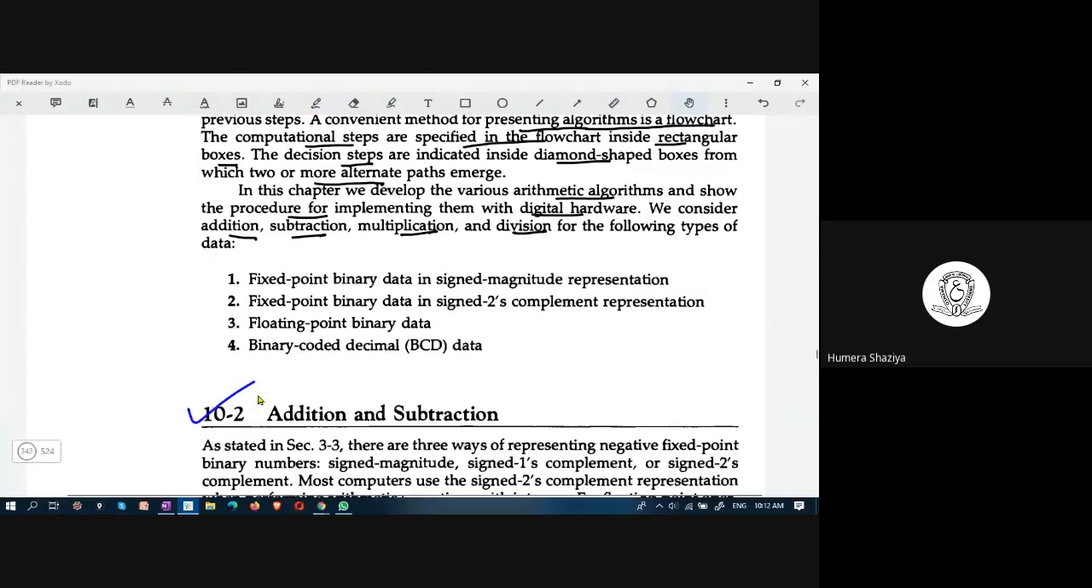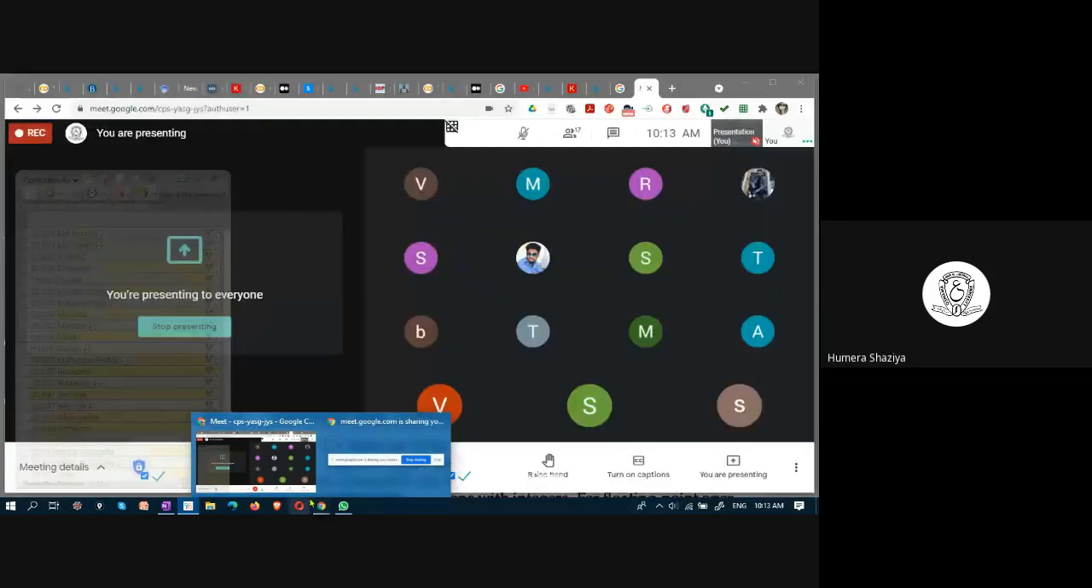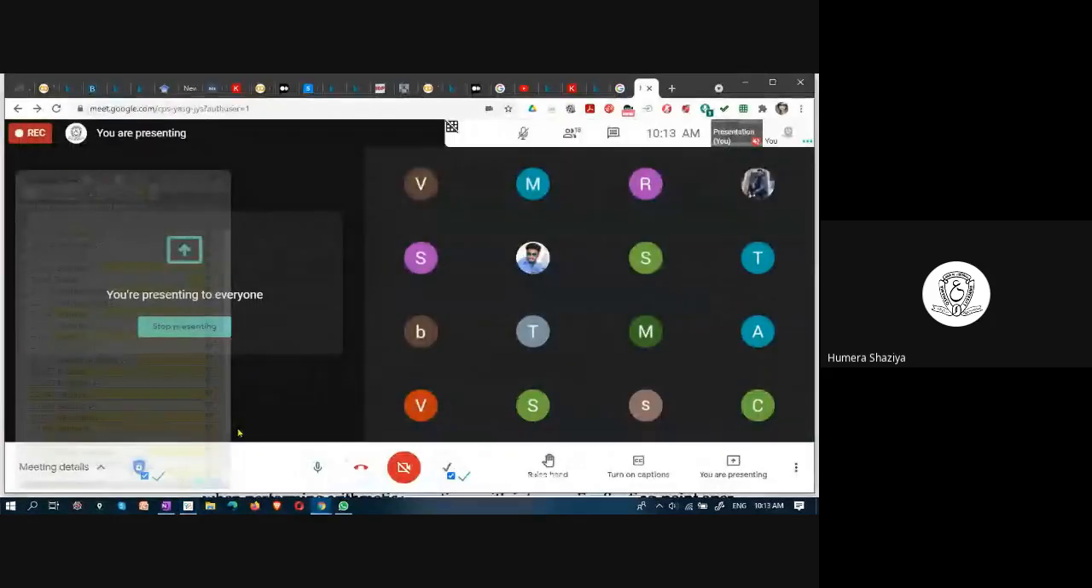For which type of data? Fixed point binary data in signed magnitude representation. Here, students, please let me know what you mean by fixed point binary number in signed magnitude representation. All right, just tell me what is signed magnitude representation. Any one of you, please tell me what is signed magnitude. Please try, students.